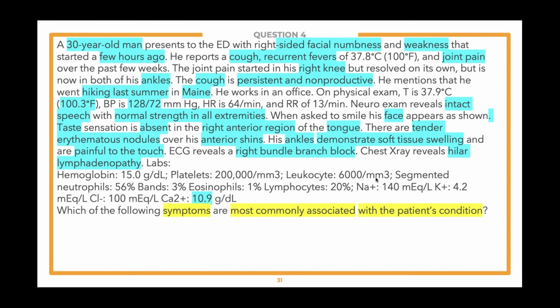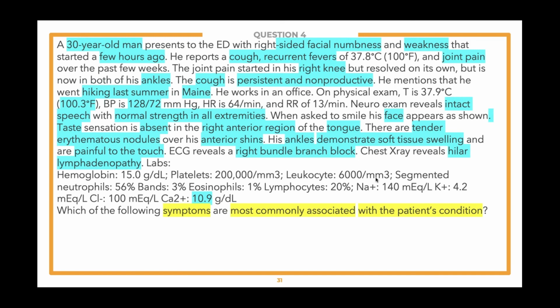Now the question is asking us about not just the patient's condition, but what symptoms are commonly associated with the patient's condition. So I think we have a 2-step question here. 1, we need to figure out what is the patient's condition, and then 2, what symptoms are associated with that condition. But that first step, coming up with the patient's condition, might be a little bit challenging. There are a lot of things here that we need to sort through, okay? So let's go ahead and take a look at those answer choices.